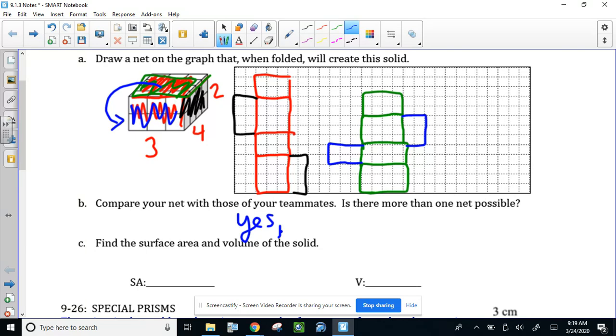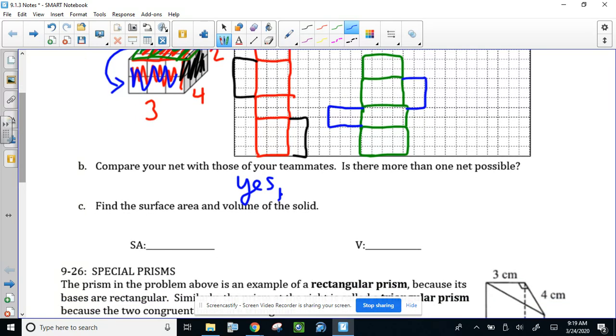And then it asks to find the surface area and volume of the solid. So since we know that it's 3 by 4 by 2, our surface area, well, we could look at our nets and you could just count all of the squares. So here we have this 3 by 4, so this has an area of 12. We have this section here that's 4 by 2, so that has an area of 8. Here's another 12, here's another 8, and then we have the two wings that are both 6. So we could add all of that together. That would be one way to get our surface area.